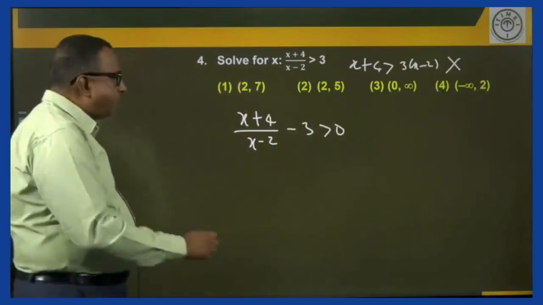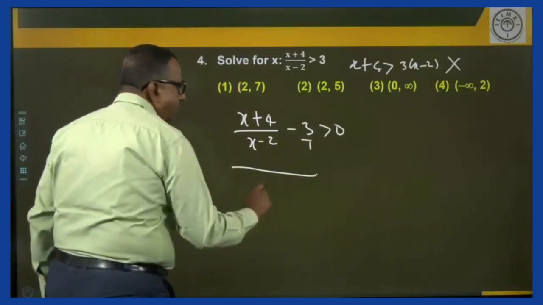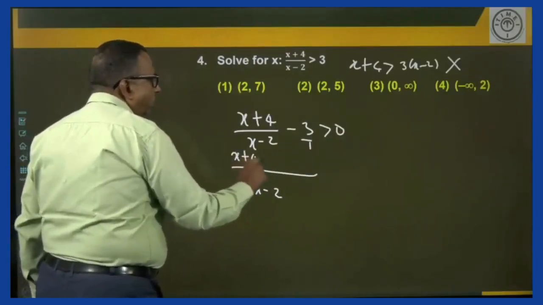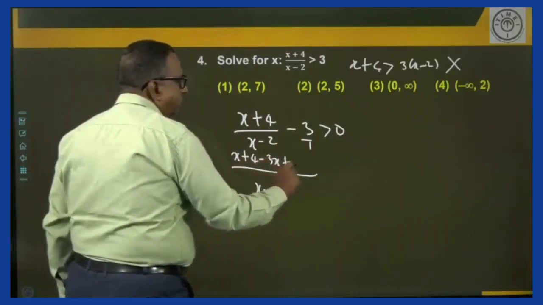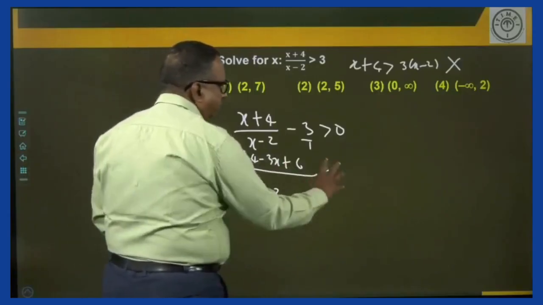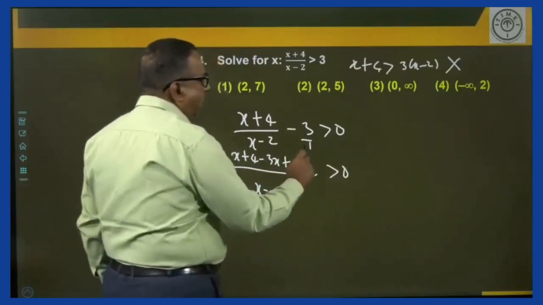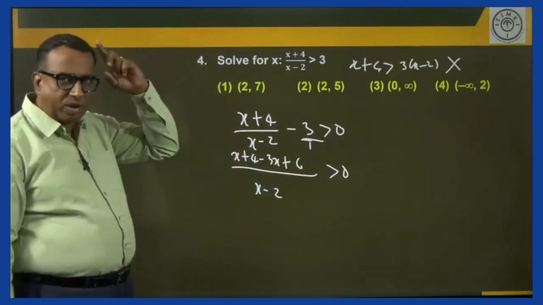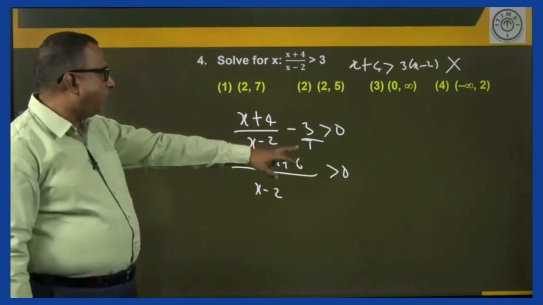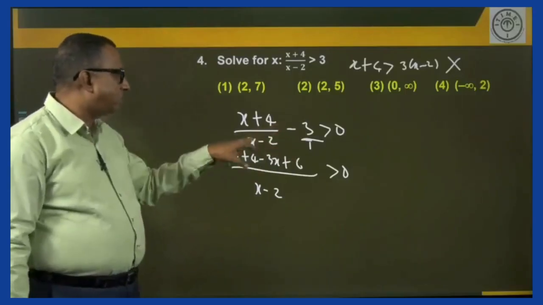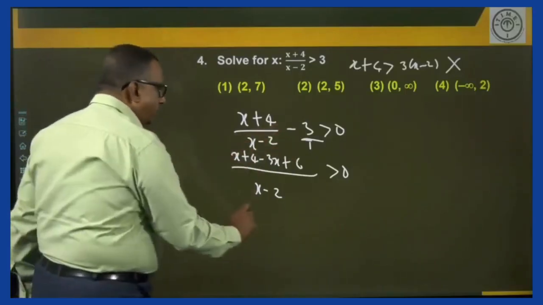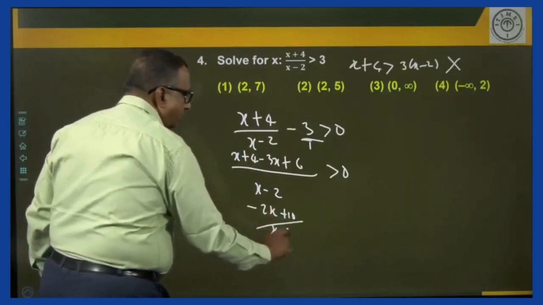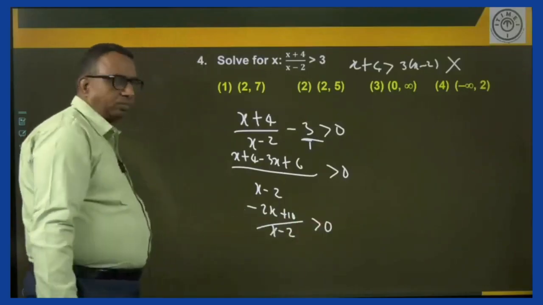ఇది తీసుకురావాలి. మళ్ళీ you will have to take LCM here. You take LCM, what happens? X plus 4 minus 3x plus 6 greater than 0. Okay. LCM is x minus 2. X minus 2 will go here 1. 1 into x plus 4 as it is. Minus 3x plus 6. So you get minus 2x plus 10 by x minus 2 greater than 0.